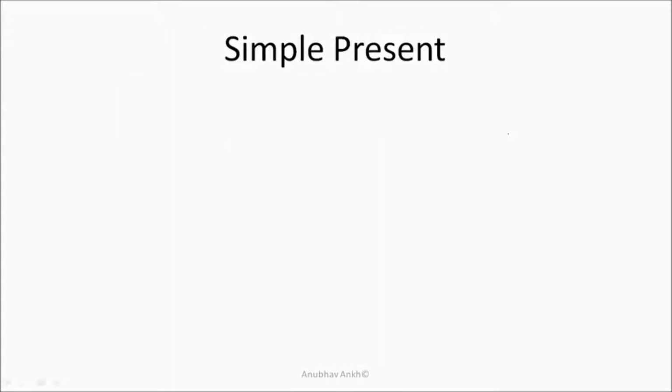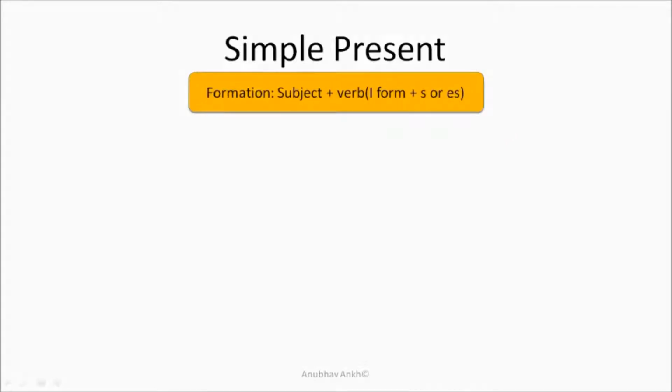What is simple present? Before we move on to understand any other thing, let's see what is the formation of a sentence in simple present tense. We use subject, then we use verb, the first form of verb, and if the subject is singular we use s or es, as you all know. Now what is the aspect of simple present tense? There is no aspect in simple present tense. Why? Because it is an indefinite tense.